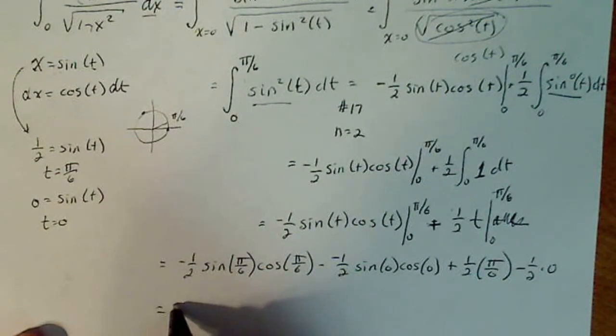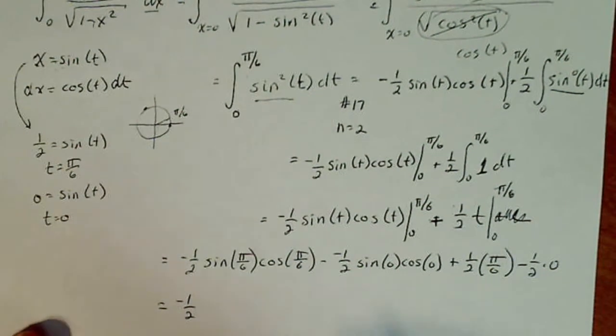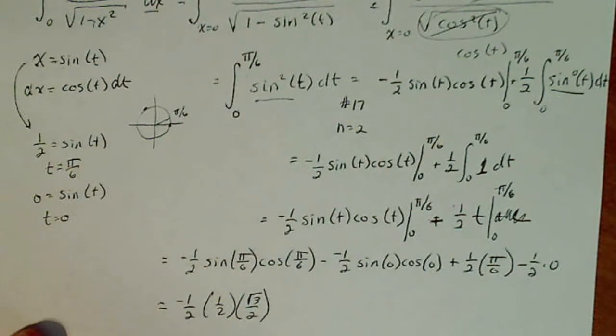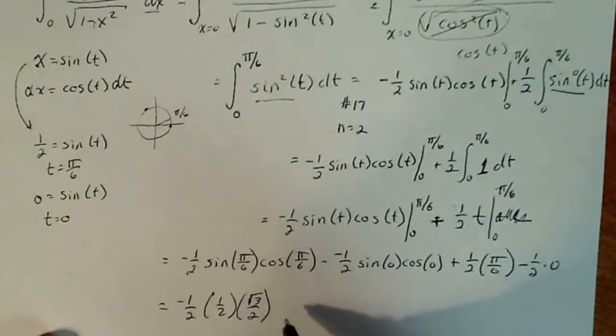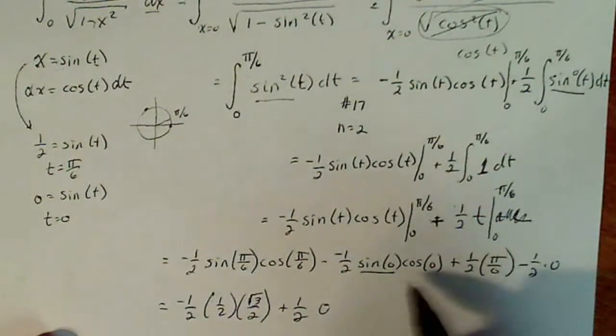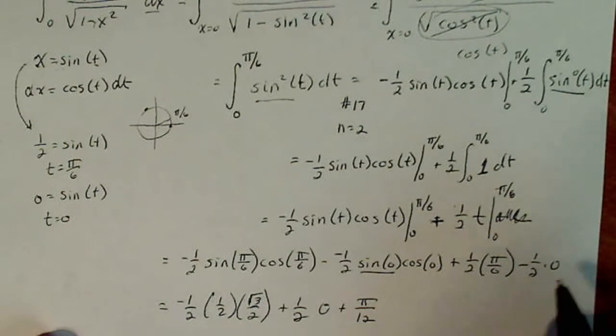This is equal to, okay, now let's remember our trigonometry. Exact values here, people. You should remember that unit circle. Sine of pi over 6 is 1/2. Cosine of pi over 6 is square root of 3 over 2. Look it up if you don't know. Go Google unit circle, and most likely somewhere around there it's going to pull up the one that's going to give you these values. Memorize them. Plus 1/2. Sine of 0 is 0, so it doesn't matter what the cosine of 0 is. Plus pi over 12, and then minus 1/2 times 0 is 0.